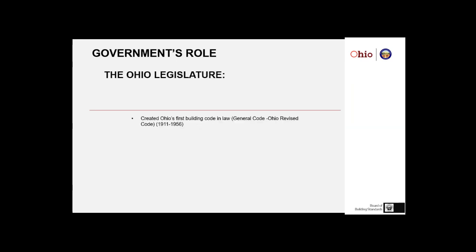In Ohio, we used to have the legislators who wrote the building code. This happened in 1911, the first Ohio building code, and it was established in the law until 1956. That's a long time to have a building code that's in Ohio law. This particular building code we actually have in our library. And we've noticed that it was incomplete. It was inadequate. And given that it was in the law, it was very difficult to update.